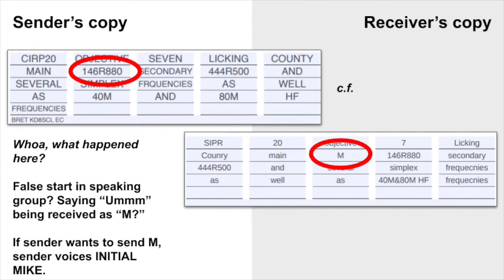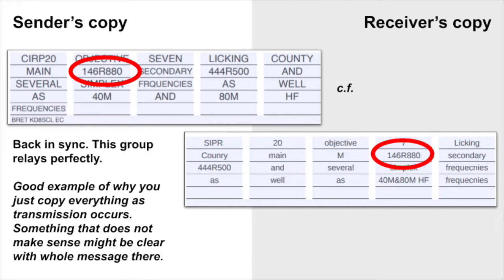In any case, we want to be clear about this. The sender, if the sender wants that to be there, should voice it clearly. Initial, mic. That's what you need to hear if you're going to write down a group with just the letter M. All right, going on, we can see, okay, we're back in sync. We understand what's happening now. We just had an extra word.